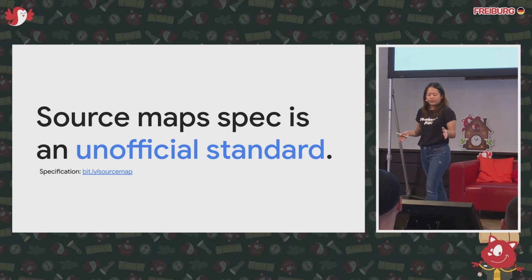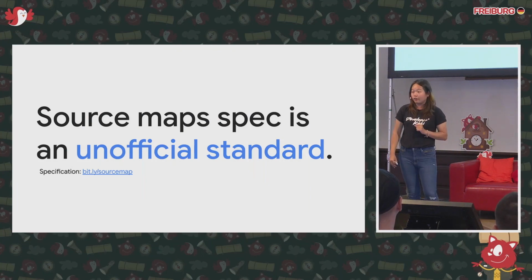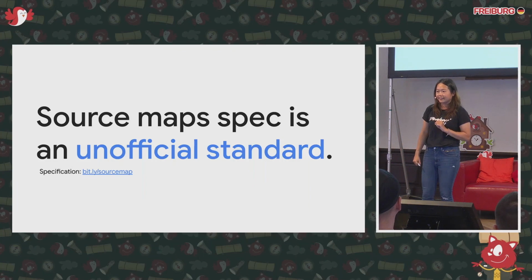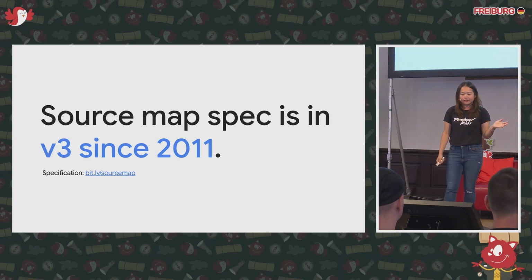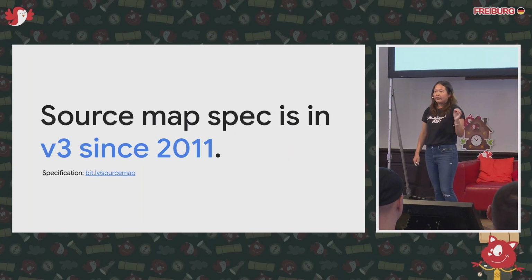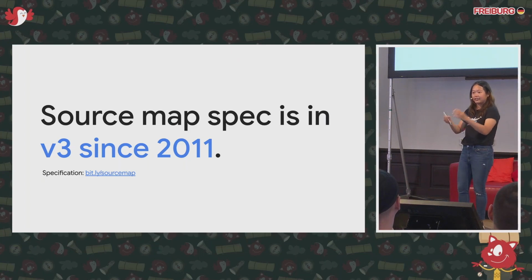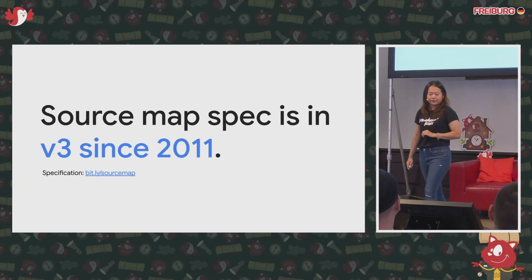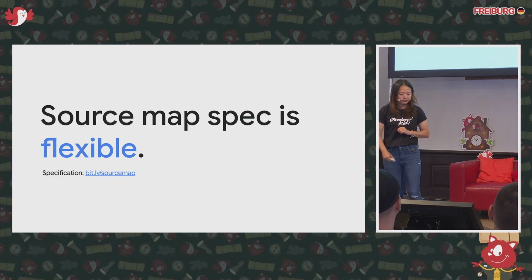And to be honest, source map is an unofficial standard. It's not something official. The spec is a big Google Doc. The source map spec has been in version 3 since 2011. That's it. There's been no improvement on the spec, although the way we develop websites has changed so much, it's still in version 3 since 2011.